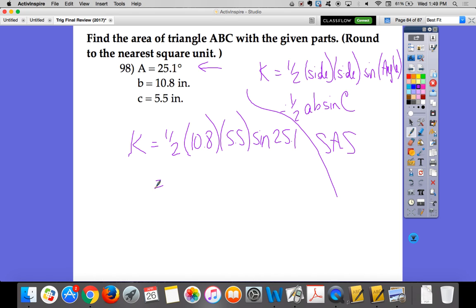And here we go again, we're just typing. So 0.5 times 10.8 times 5.5 times sine of 25.1 is 12 point, what did it say, to the nearest square unit? So that's going to go up to 13, excuse me. It was 12.59, so I'm going to go up to 13 to comply with what they wanted. And that's it. You're done.